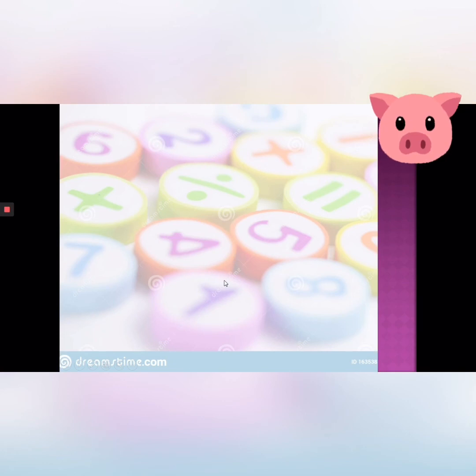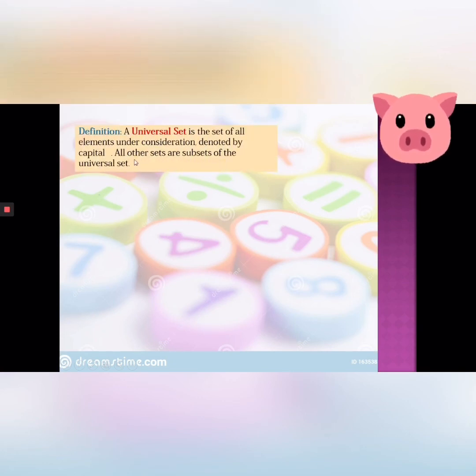Okay. Now, what is a universal set? I have the definition here on the top. A universal set is the set of all elements, so remember, all elements under consideration, denoted by the capital U. All other sets are subsets of the universal set. So please do not be confused with subsets. We are not going to discuss that yet in this video, but it's part of the universal set. So let me give you a wrap up about the universal set so that you can picture it.